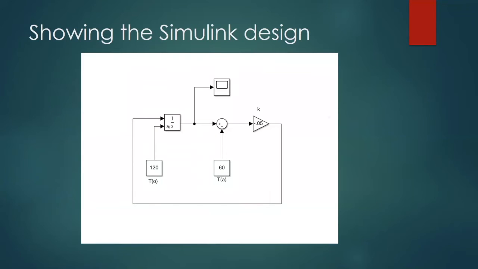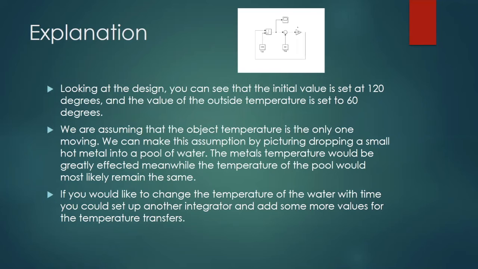Here is my Simulink design. It is also very important to note that my k value is negative, meaning that heat will be taken away instead of added. While looking at the design, my initial value setup was 120 degrees and the outside temperature was 60. If we assume that the k is negative 0.05, we are assuming that the outside temperature, or the ambient temperature, will not change due to the fact that there is so much more. I use an example right here on this slide where I talk about a piece of metal dropping into a pool. The pool water probably would not change temperature.